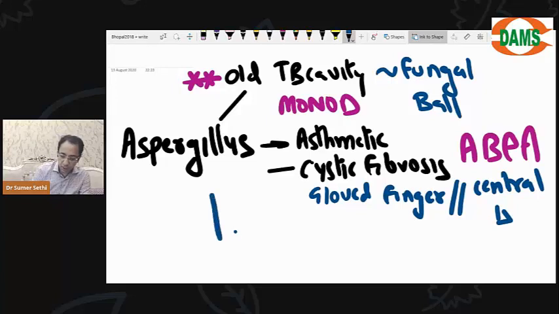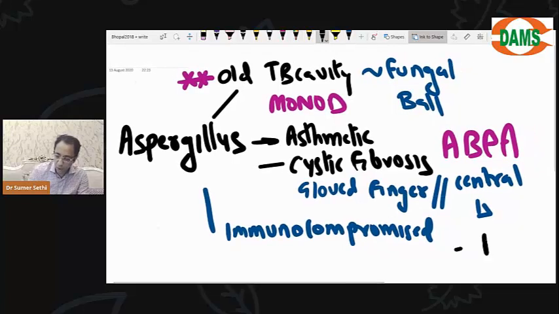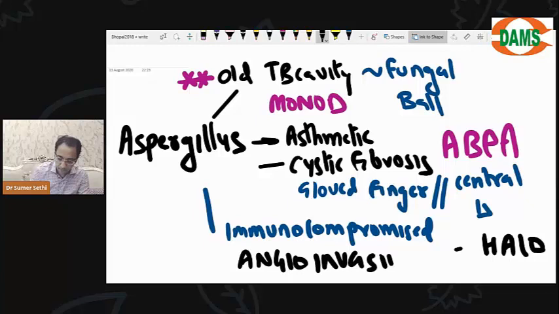But if the patient has an immunocompromised state, then the Aspergillus becomes more invasive. It becomes angioinvasive aspergillosis, and I taught you a sign called the halo sign. Okay, so this is where sometimes children get confused. Sometimes people get confused here.